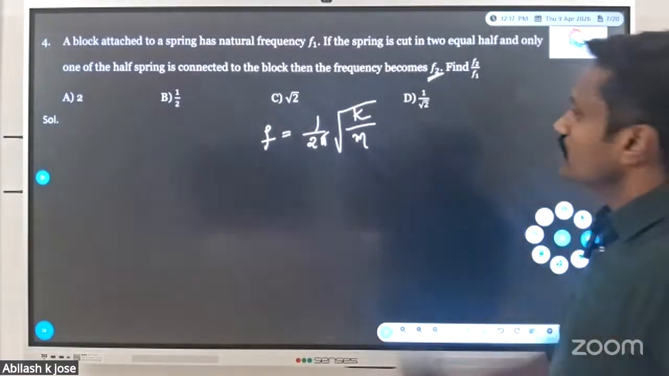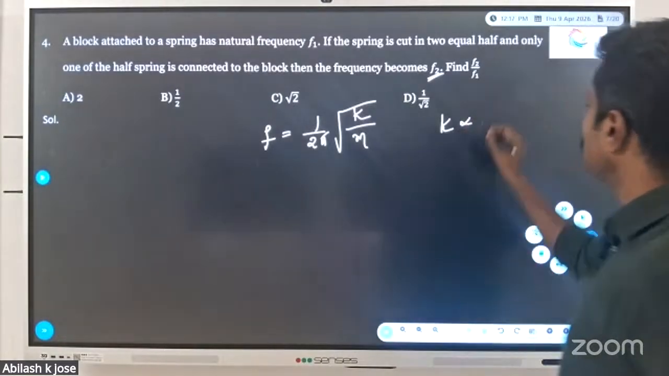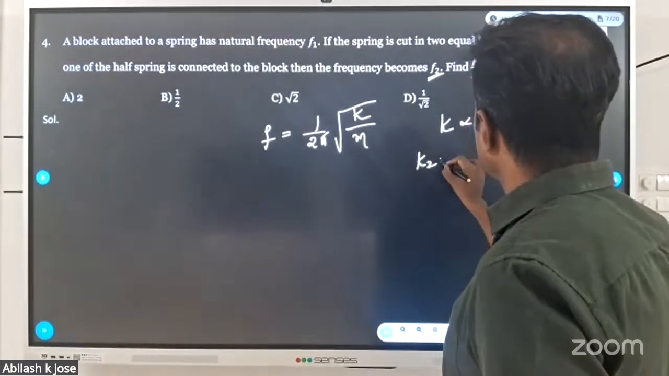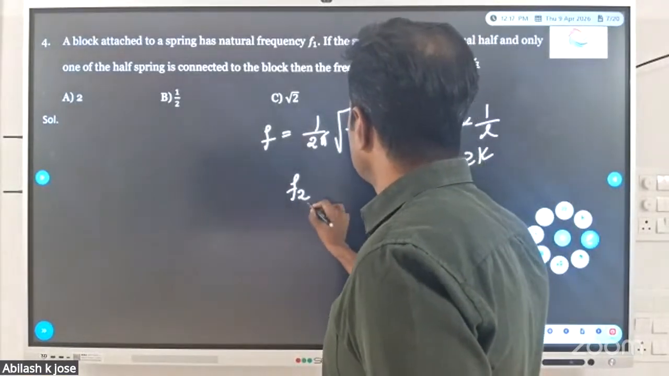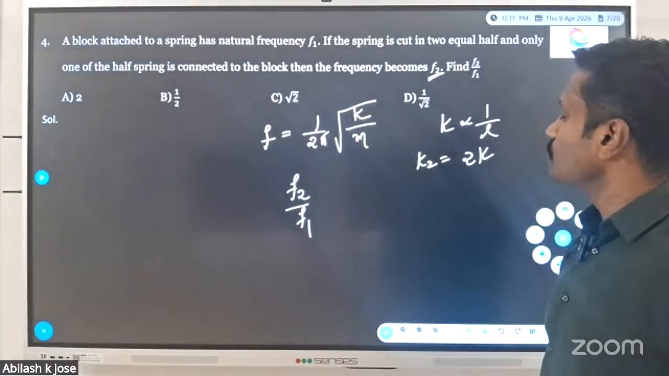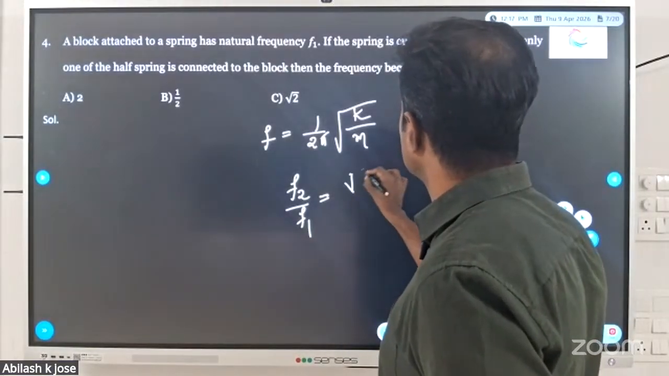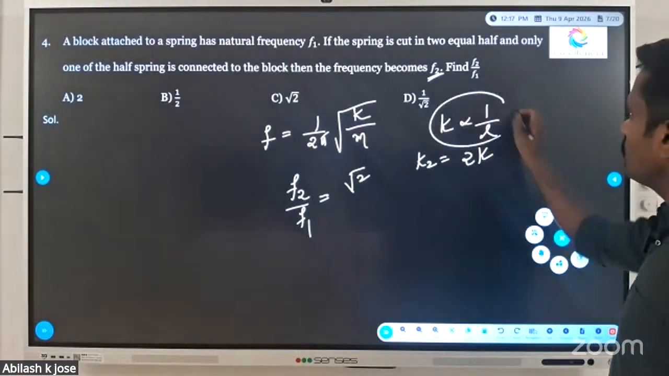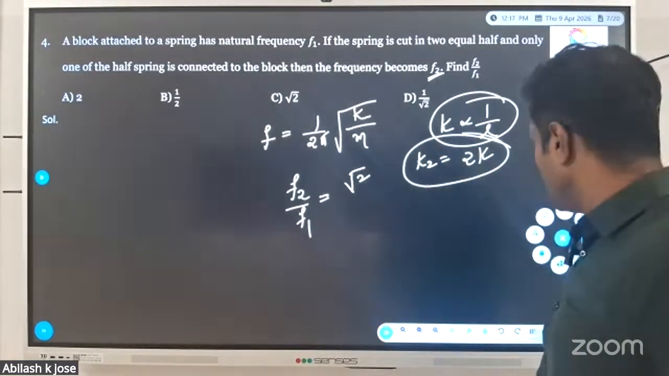We also know that when a spring is cut into two equal parts, the spring constant K is inversely proportional to the length. So the spring constant K will be equal to 2 times K. Now for F2 by F1, everything else remains constant, so F2 will be root 2 times F1. We take the ratio, and the relation between length and spring constant, and spring constant and frequency, gives the answer.